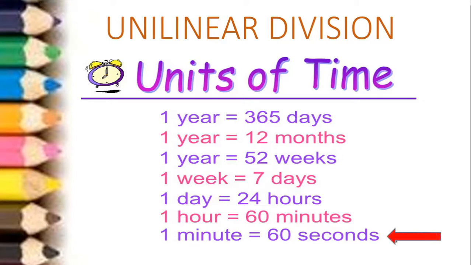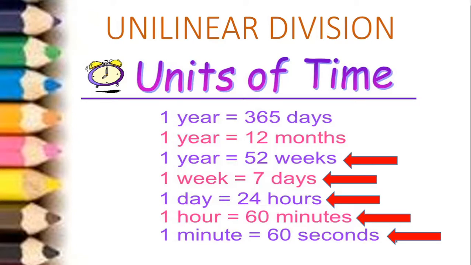So we have seconds as the basic unit of time, smallest unit of time, seconds. So 60 seconds together, they form 1 minute. Alright, 60 minutes together, it forms 1 hour. 24 hours together forms 1 day. 7 days together forms a week. 52 weeks put together is 1 year.